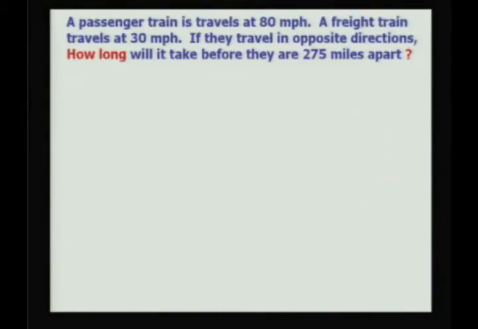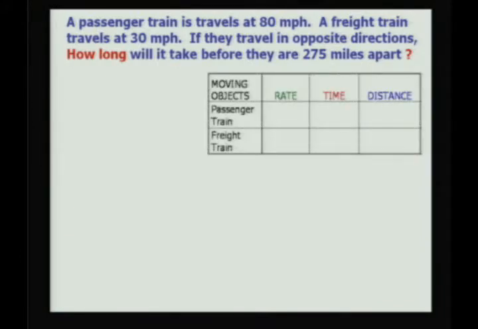Here's a typical problem. We have a passenger train traveling at 80 miles an hour and a freight train traveling at 30 miles an hour. It doesn't go as fast because it has to carry a lot of weight. If they travel in opposite directions, how long will it take before they are 275 miles apart? Well, let's use our little chart here.